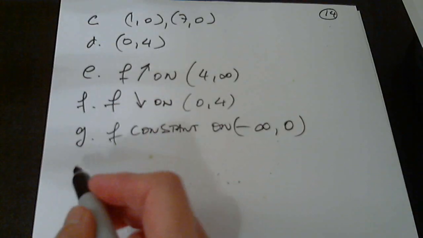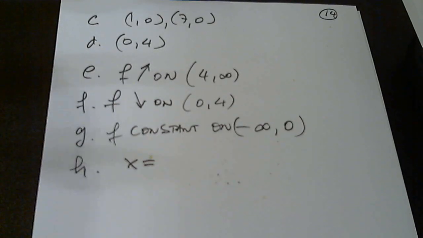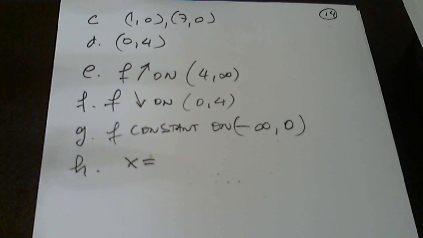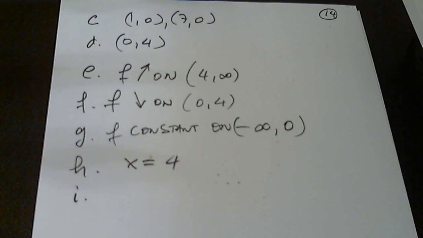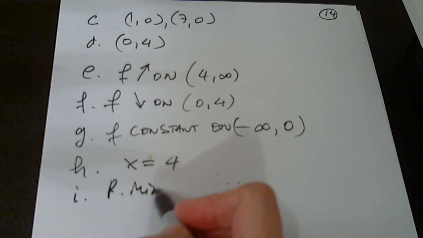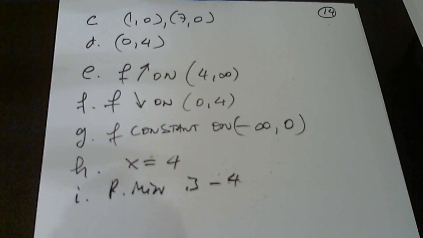X equals 4. Yes, of course, 4. Excellent. Now they're asking the relative minimum. The relative minimum is the actual value. Where is it found? X equals 4. How much is it? Now this is the y value. So the relative minimum, yes, is indeed -4.